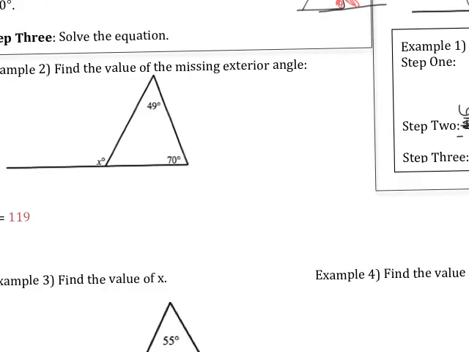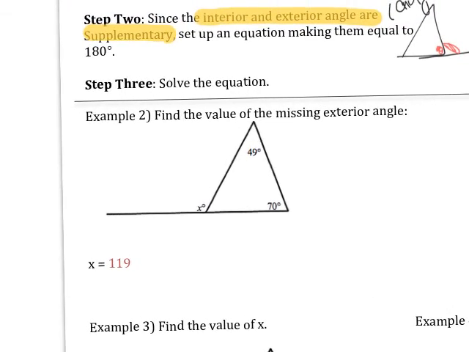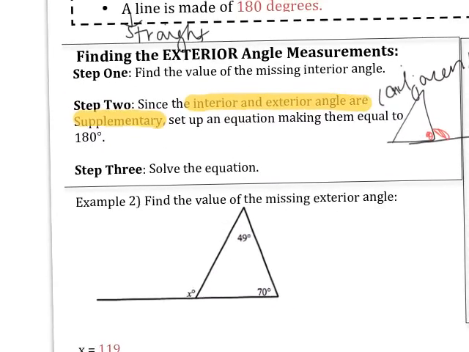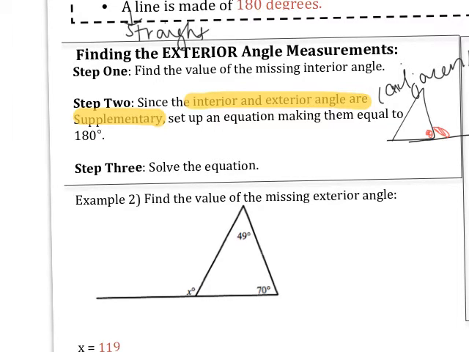All right, example 2. Find the value of the missing exterior angle. So we first are going to start with these two. So we have 49 and 70, and then we're going to call this one y. This is y, and we're also going to be looking for this first. So 49 plus 70 plus y equals what?